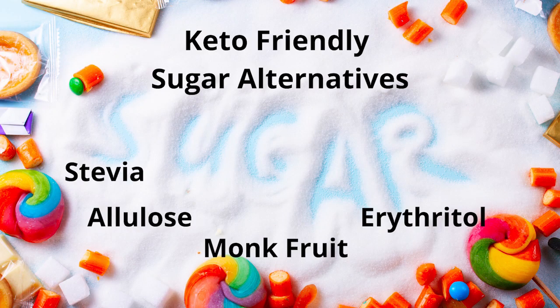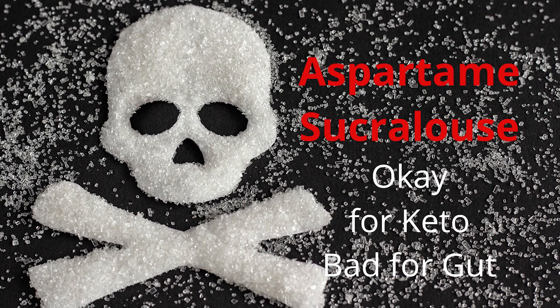I always like to tell my patients the best sugars that are safest for them when it comes to keeping them in ketosis, to keep them from having any glucose rise and insulin being turned on, is allulose, erythritol, stevia, and monk fruit. They're also healthy for the gut. Now, sucralose and aspartame are also okay for ketogenic diet, but are not the healthiest for your gut.